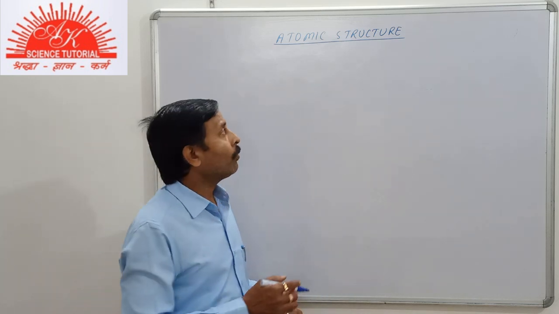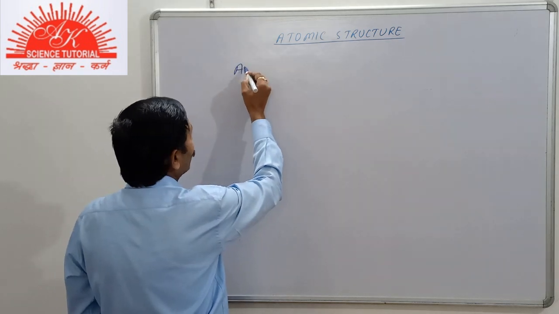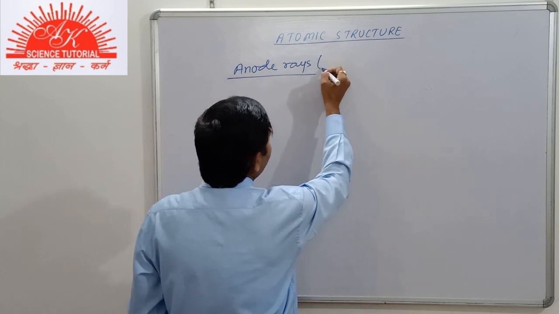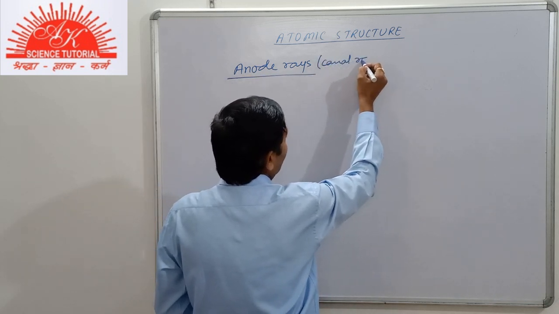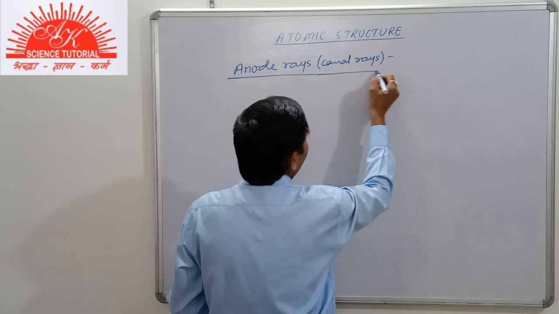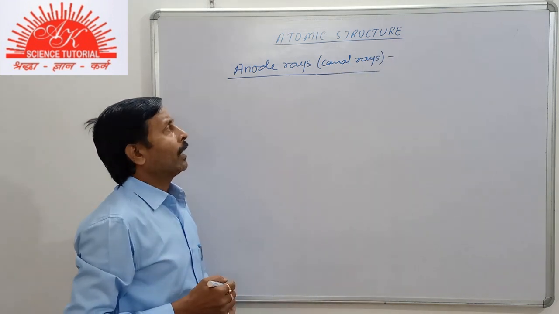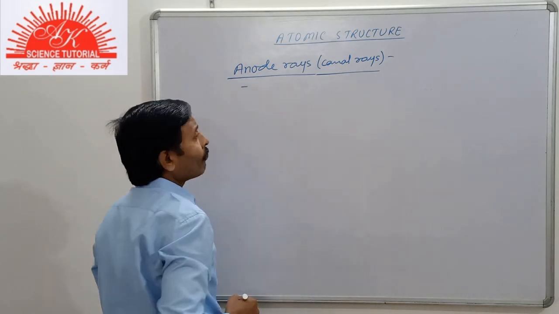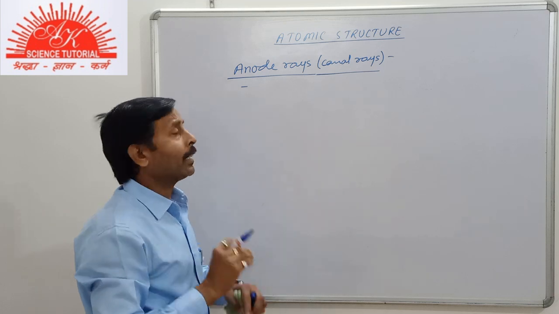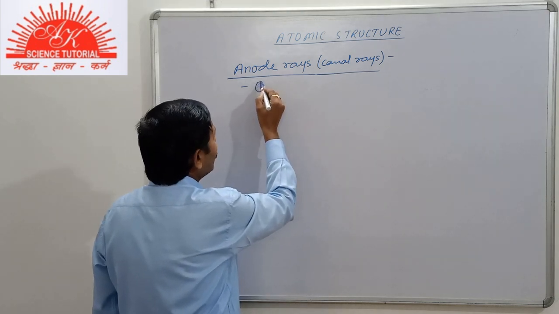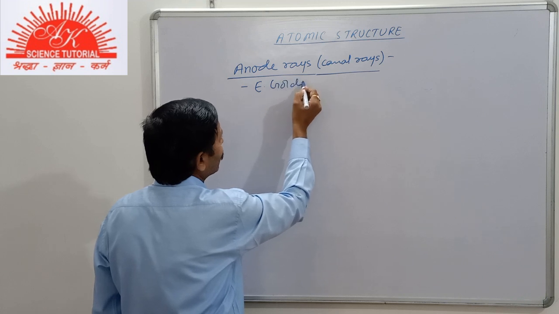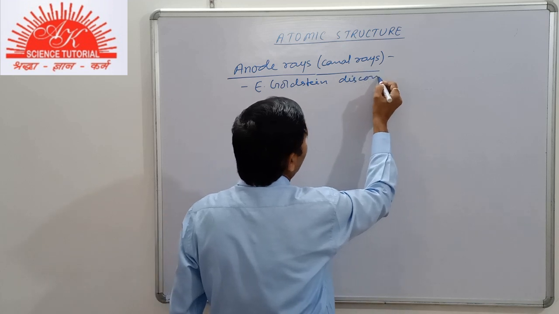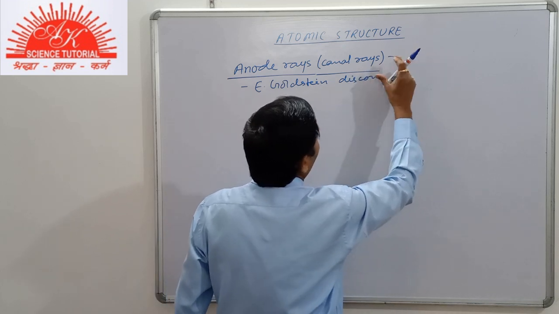So it was the discovery of anode rays, which are also known as canal rays. We will discuss why this name was given. Anode rays, or we can say it was the discovery of the proton. We have seen earlier that it was E. Goldstein who discovered the proton.